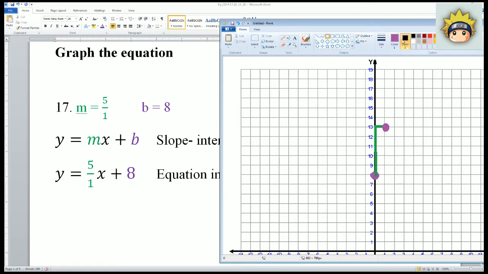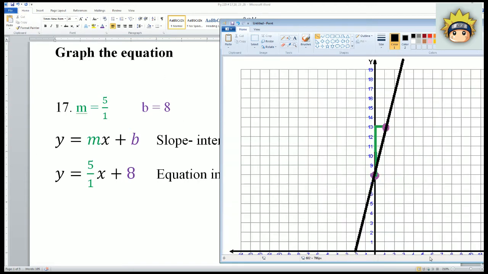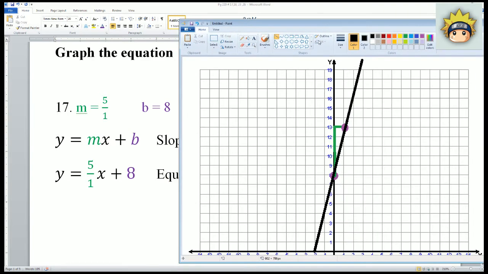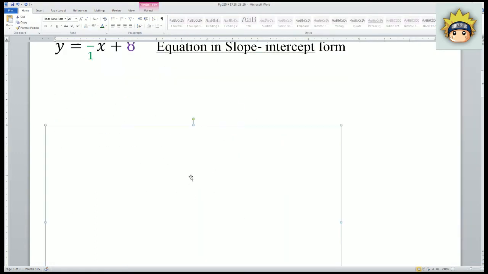Oh, that is a bad line. Now I can just draw a line through it. You can connect the line much better if you want. There you go, that would be my graph. Let me zoom out. In theory, the line would go on forever, but that is how the graph looks. Let me move that so you can see it. Good, so that is how this one looks. Let's go to the next problem.